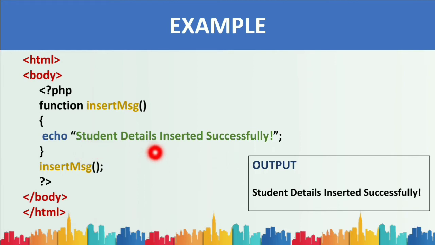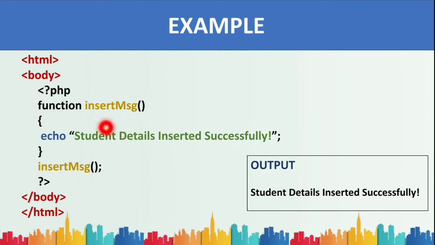That is the work of the echo statement. So the output is: student details inserted successfully. This is your output. Only what is present inside the double quotes will be your answer. It is very simple. Only the program will be big, but whatever comes in the echo statement, you have to write as it is.